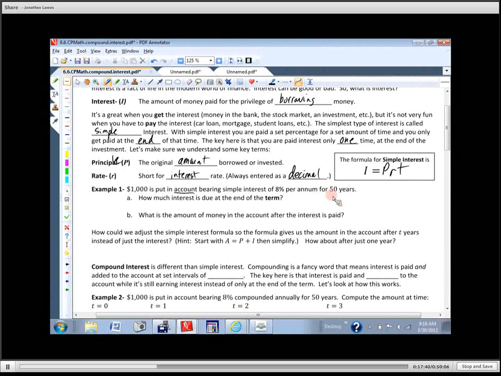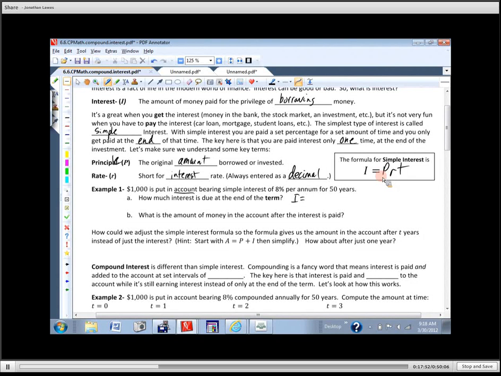Let's see how much interest is due at the end of that time. So the formula is really, really easy. The interest is going to be the principal. P stands for principal. What's the principal in this case? 1,000. Okay, so we put in $1,000. Okay, the interest rate. Shelby, what are we going to put in as the interest rate? 0.08, right? 0.08. And then T stands for time, just like any other formula. We're going to put that in for 50 years.